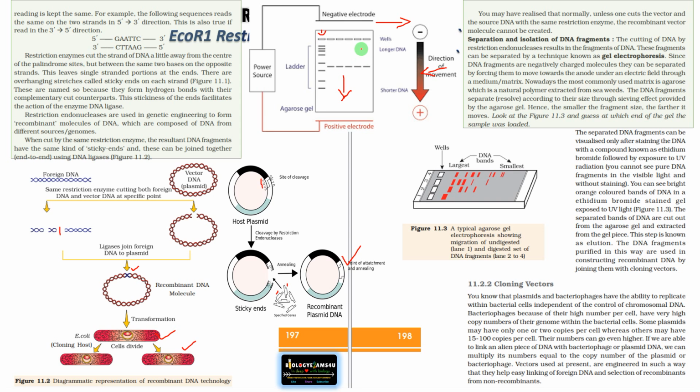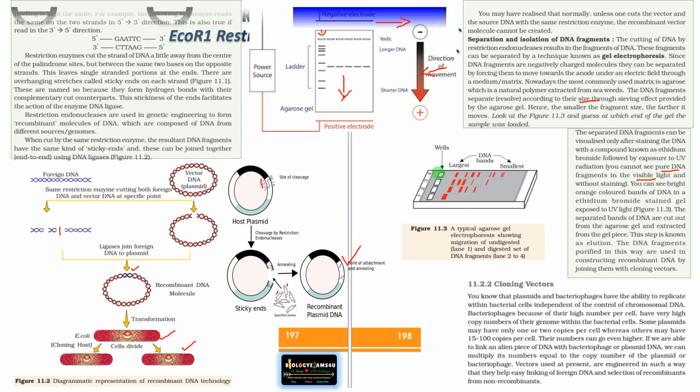It is just like a sieve that sieves DNA based on size and charge. So the smaller fragments reach the bottom first compared to larger fragments. The next step, the separated DNA fragments are visualized using ethidium bromide stain. Pure DNA fragments are not visible under visible light. So we'll be staining with ethidium bromide.